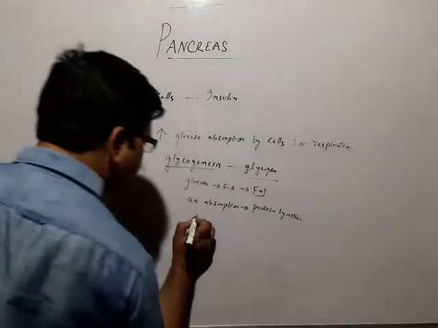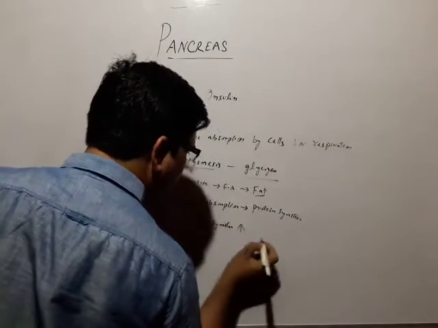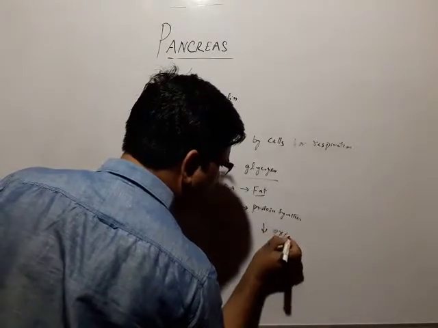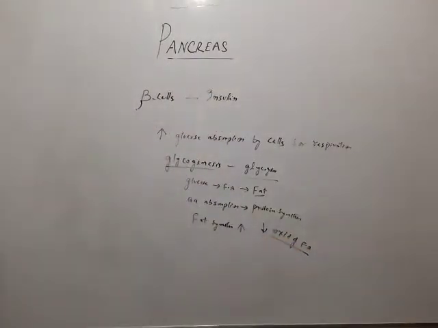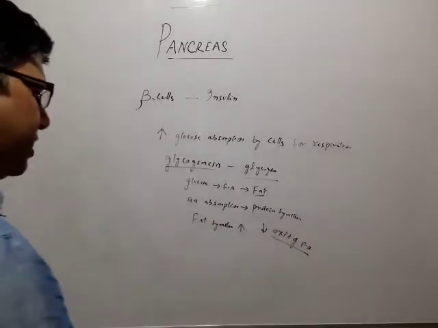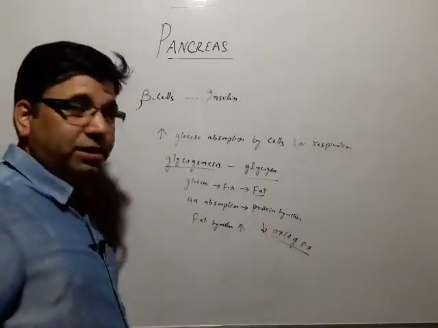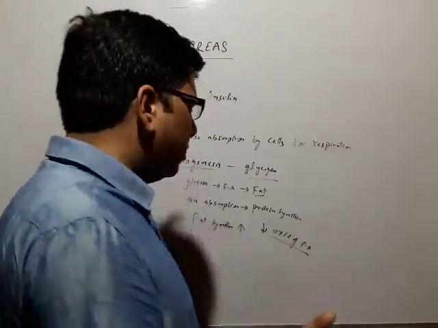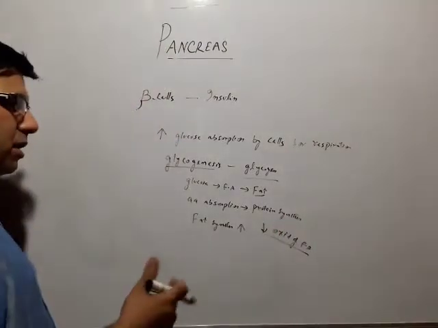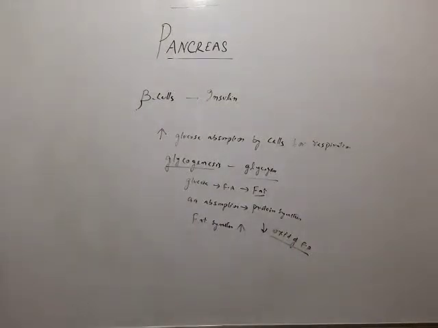It also promotes fat synthesis. So as already said, fat synthesis is increased. It reduces oxidation of fatty acids. So fatty acids do not get oxidized, because with oxidation, fatty acids may be released and they may be converted to glucose. So it inhibits the oxidation of fatty acids. So fat gets stored and remains as it is, so that no fat comes in blood, or no amino acid or glucose comes in blood. So this is one of the important things.